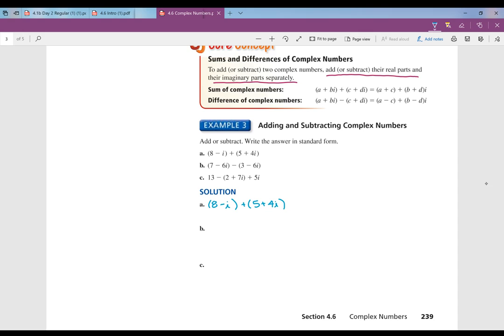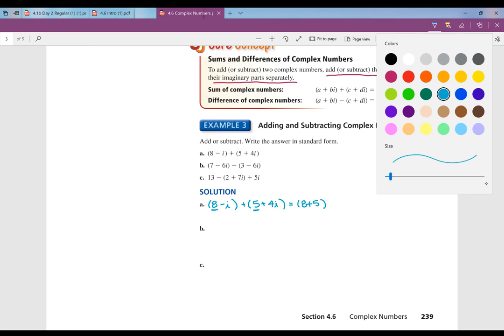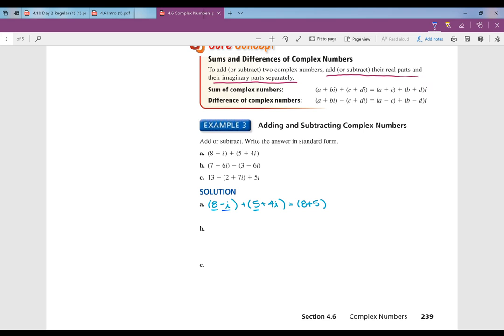So what we're going to do is add our real parts, so 8 plus 5. And then we're going to add our imaginary parts, so negative i plus 4i. And our final answer, 8 plus 5 is 13. Negative i plus 4i will be 3i. So that's what our answer is. Okay, let's do another example.